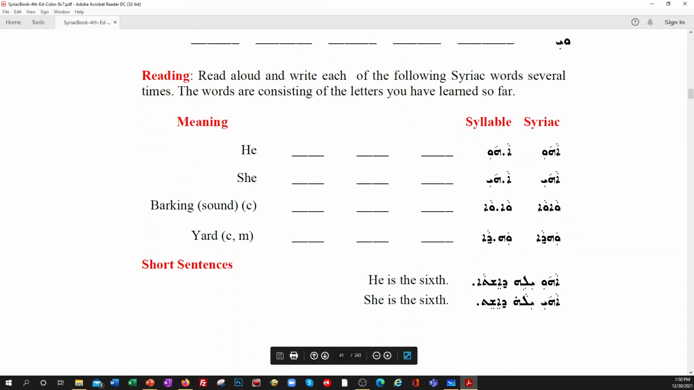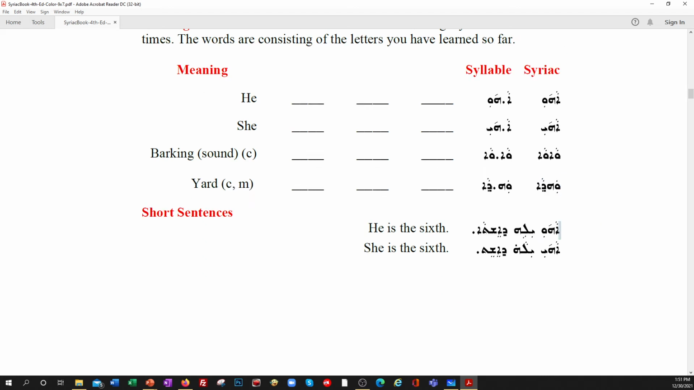Words are made of the 6 letters we have covered so far. Awu, awu. Ayi, ayi. Wawa, wawa is the barking sound, and it is used in classical words. Wahdha, wahdha. The statement here is awu ilid ishta.